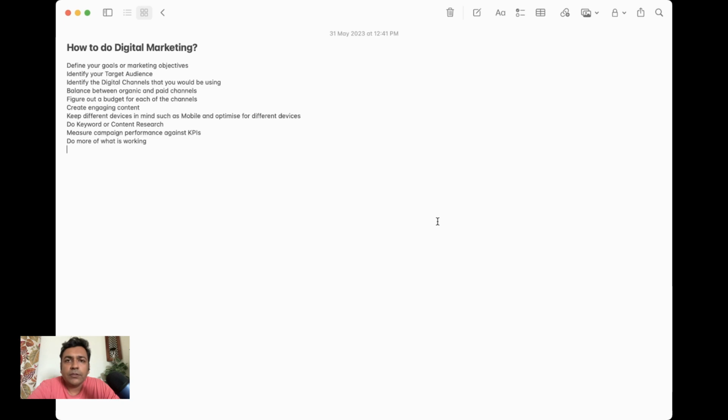Now compare this to a SaaS company, which is a software company. They would probably want to target specific job titles on a platform like LinkedIn, because it would be more of a B2B marketing. So depending on who your target audience is and what your products and services are, what kind of business, what your objectives are, you should be able to identify the digital channels that you would be using for your digital marketing.